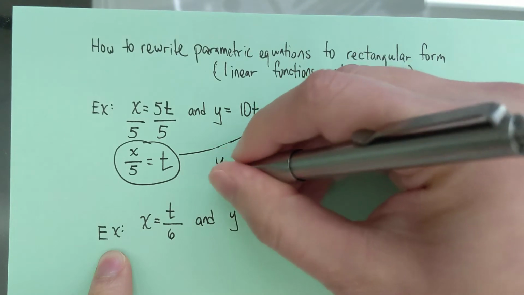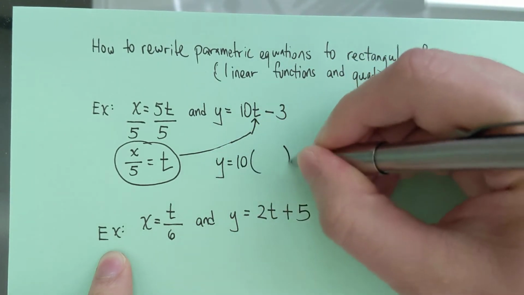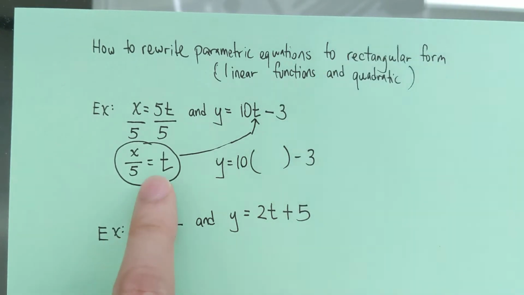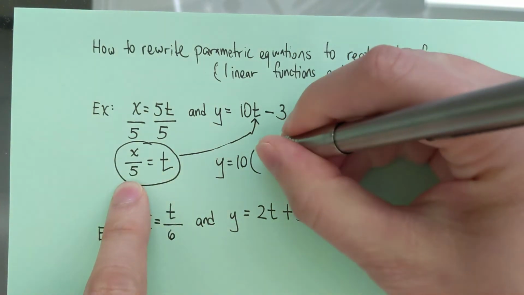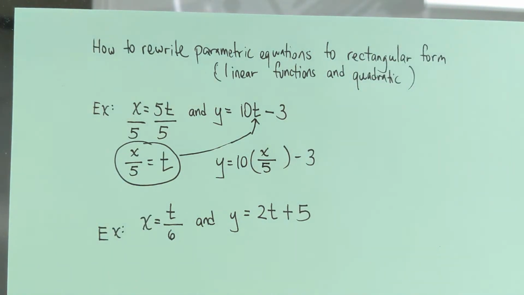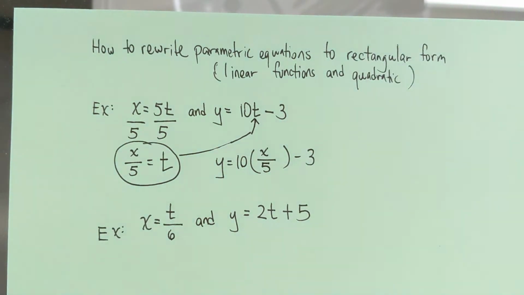We have y equals 10 times t minus 3. Now instead of t, according to this equation, t can be replaced by x divided by 5. And that's how I was able to change this right here to this equation.